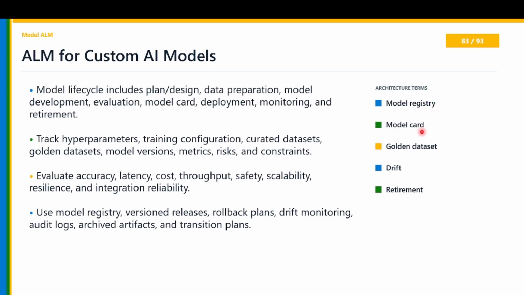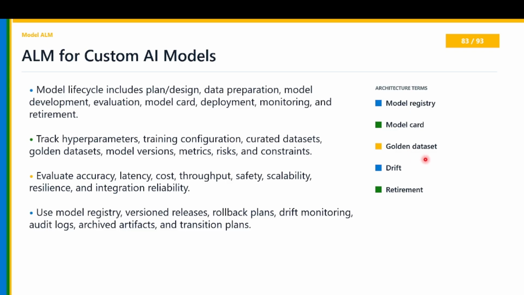Then we have the model card. Model card contains the model information: the model name, the model ID, when it was built, when it was deployed, when it was released. So whether it is up to date or not. So model card contains the model information and what you need to know about the model.